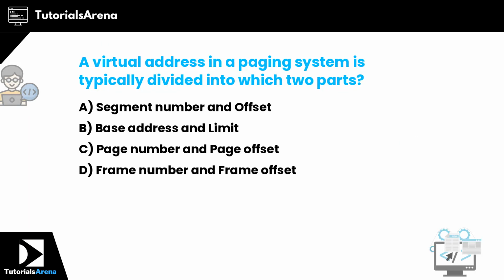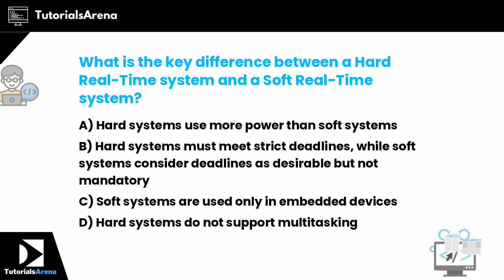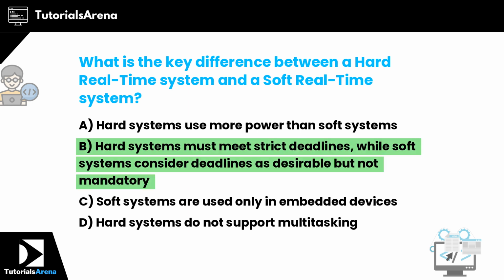A virtual address in a paging system is typically divided into which two parts? The correct answer is option C, page number and page offset. What is the key difference between a hard real-time system and a soft real-time system? The correct answer is option B. Hard systems must meet strict deadlines, while soft systems consider deadlines as desirable but not mandatory.